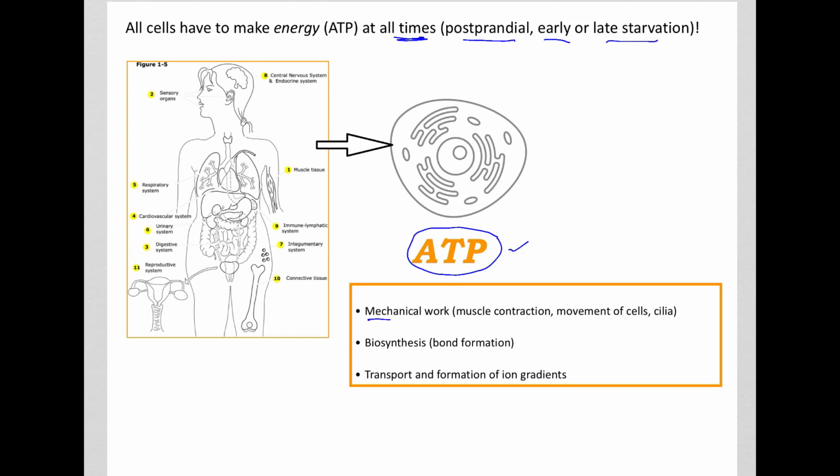We need energy to do mechanical work such as movement, like muscle contraction, cellular movement, or the movement of cilia. We need energy for joining atoms together, bond formation, and this is very important for biosynthesis. We need energy for all kinds of transport in and out of the cell, transport in and out of the organelles such as nucleus and so on. And we also need energy to make ion gradients, which are very important also for transport as well as for functions of neurons.